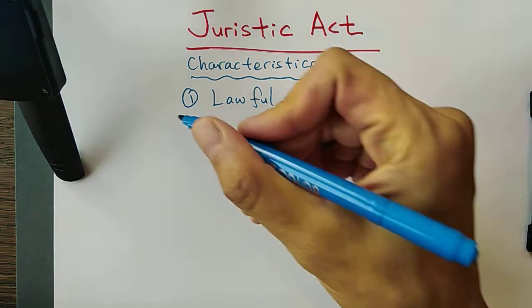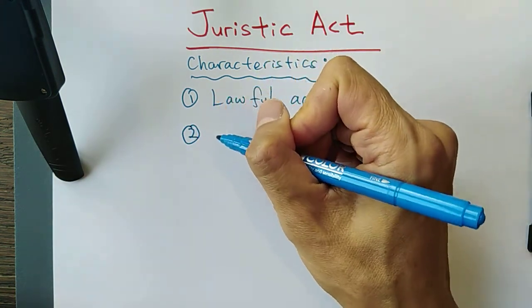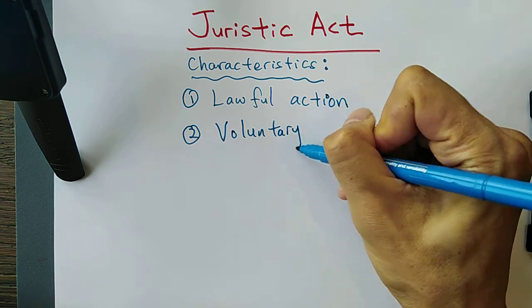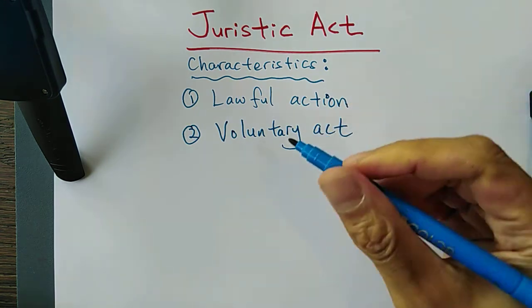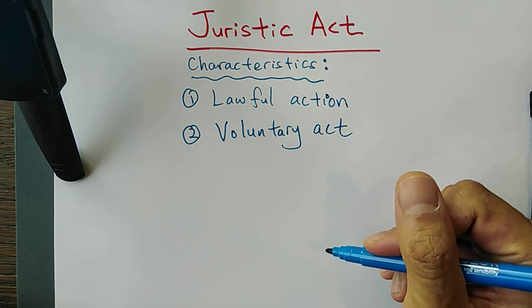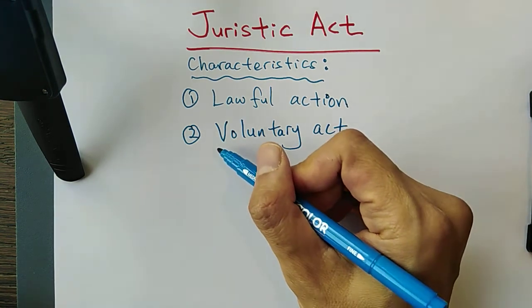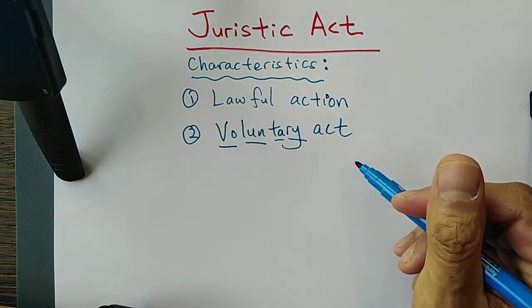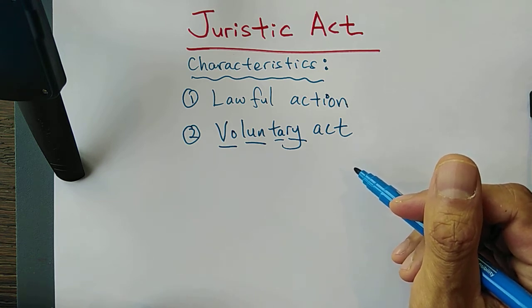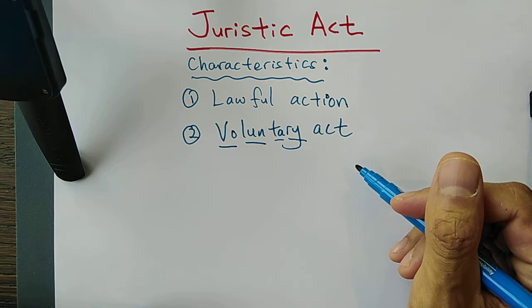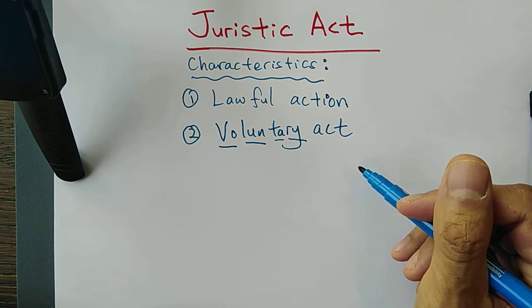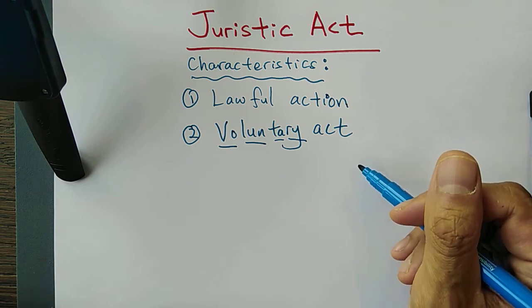Second characteristic. The juristic act has to be what is known as a voluntary act. A voluntary act, meaning that you do the action willingly. Nobody is pointing the gun to your head and say, do this or do that. Nobody is forcing you to do it. You do it willingly by yourself. Or in Thai, they call it, การกระทำโดยสมัครใจ, voluntary act.